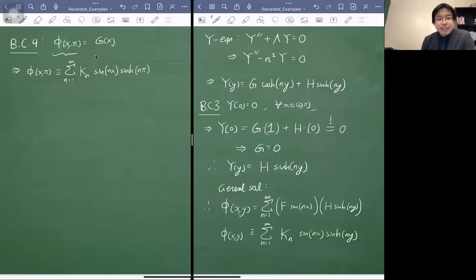No, not equals 0, equals g. So we want this to equal g of x. Okay, so we demand this to equal g of x. So g of x is given, I'm just keeping it abstract over here. What are we trying to solve? What is the goal? Well, the goal is to solve for k n. So we do the standard projection and find the orthogonal combinations for this, right?